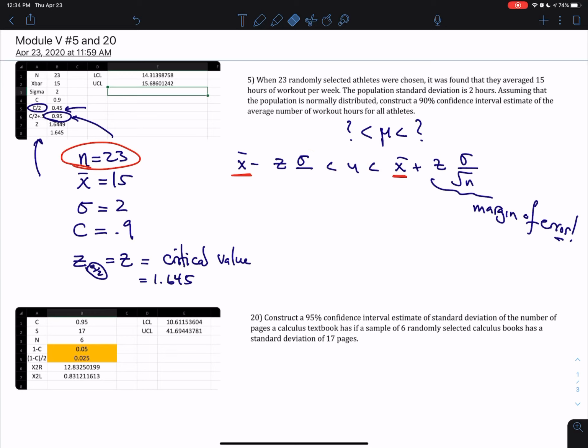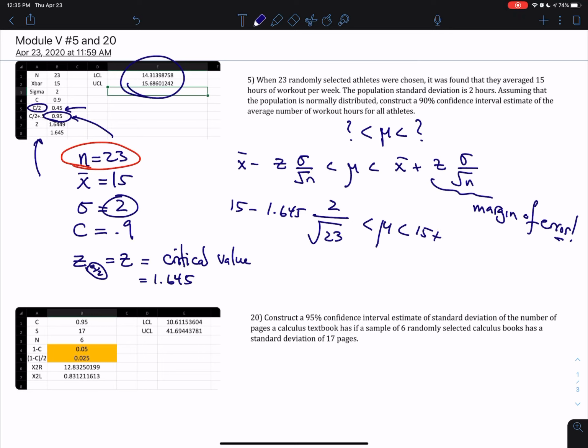Once you've done that, then you just plug in the values you have in a spreadsheet. So I'll plug it in: 15 minus, I'll play along, 1.645, use 3 decimal places for the z value there, and sigma is 2. My sample size is 23, and the other side will be the same thing with a plus in between, because it's plus the error, and here's the error, 1.645 times 2 divided by square root of 23.